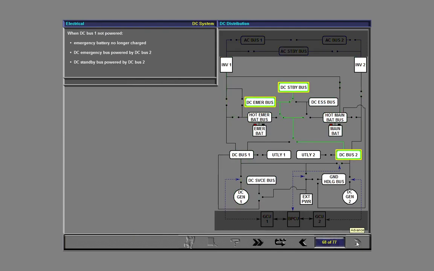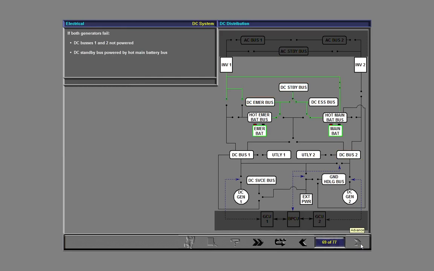When DC bus 1 is not powered, the emergency battery is no longer charged. The DC emergency bus and the DC standby bus are powered by DC bus 2. If both generators fail, DC buses 1 and 2 are not powered, and the battery-only power situation is in effect. The DC standby bus is powered by the hot main battery bus.